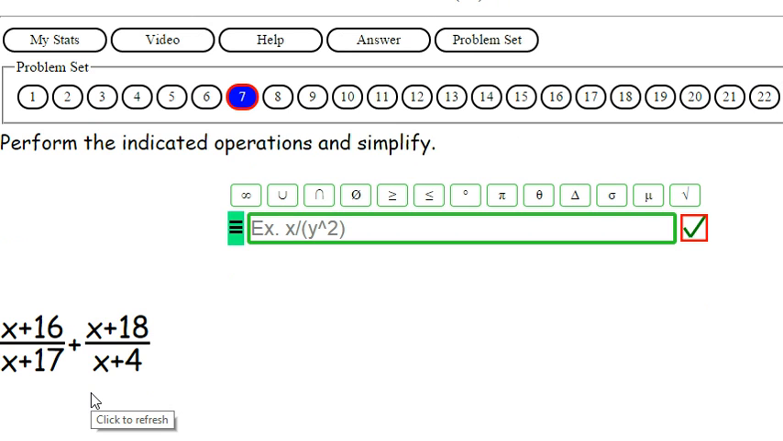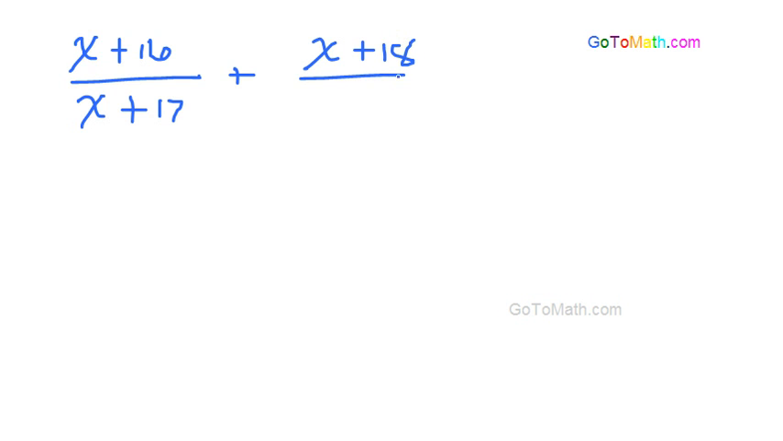We've got (x plus 16) over (x plus 17) plus (x plus 18) over (x plus 4). I've got to write that down. So it gives you plenty of chances to write this stuff down and actually work it out before I do. That's what you should really be doing.